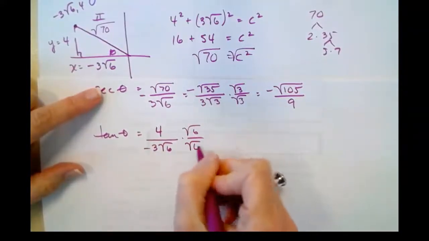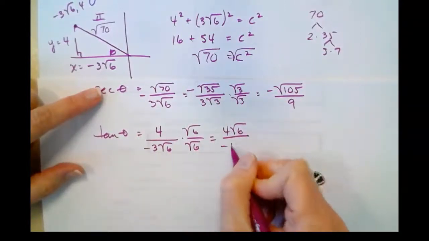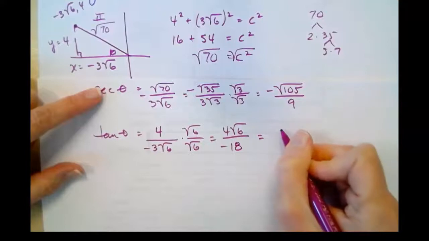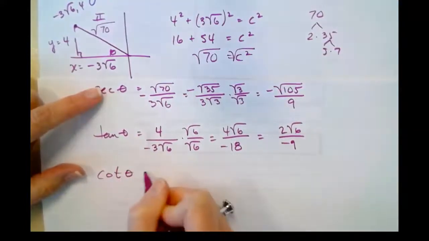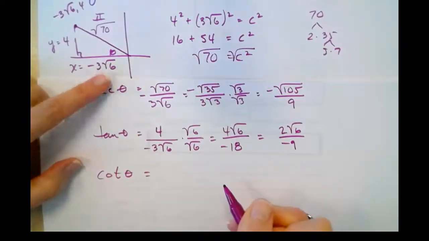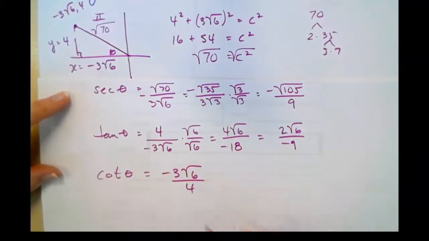Rationalize that denominator. 3 times 6 is negative 18. Simplify the fraction. That is 2 root 6 over negative 9. And thankfully, the cotangent is going to be the easiest one as it is adjacent over opposite. So negative 3 root 6 over 4.